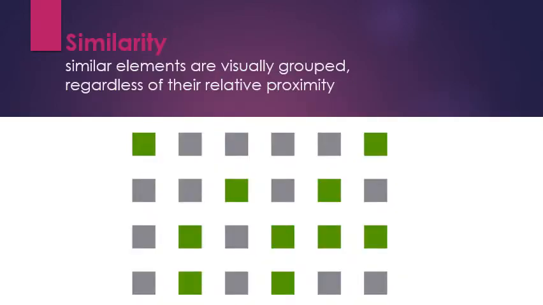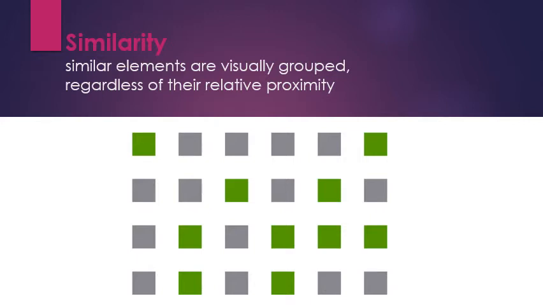Okay, so the first principle we're going to go through is similarity. Similarity is all about similar elements being visually grouped regardless of their relative proximity. So in this visual, we've got some gray squares and some green squares. And our brains immediately sort those into 2 groups of squares, right?